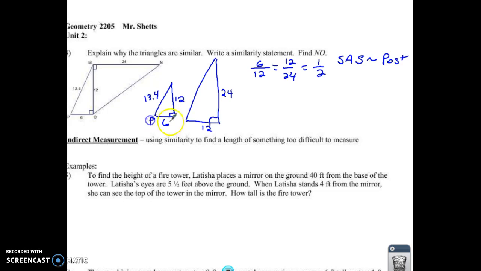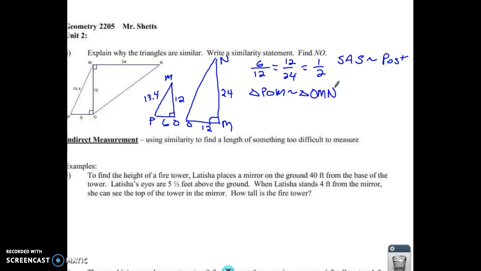So let me get some letters on here. POM, and the O is up. Nope, that's the N is up there. M is a right angle. We have the O over here, and the N is up top there. We have to write the similarity statement. So triangle, I'll go little to big. POM is similar to triangle OMN.